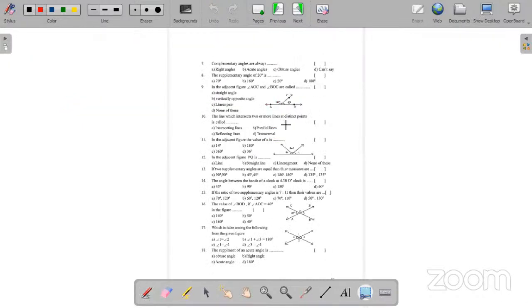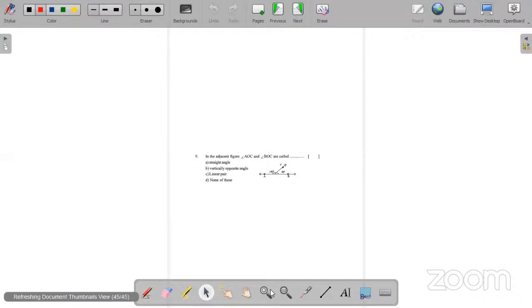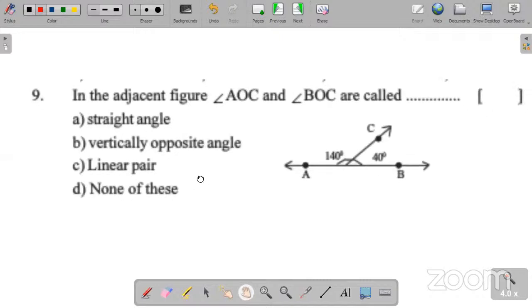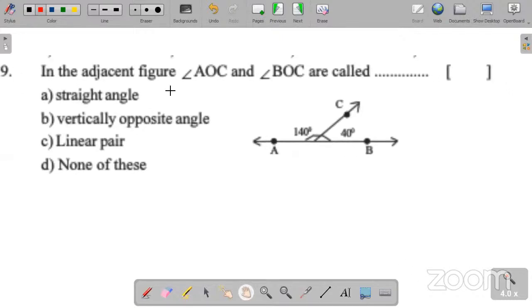So let us move to yet another question. This is a figure based question. Try to observe the figure and then try to answer it. In the adjacent figure, angle AOC and angle BOC are called straight angle, vertically opposite angle, linear pair, or none of these. So AOC, this is the O, 140 degrees and 40 degrees. What do you say?